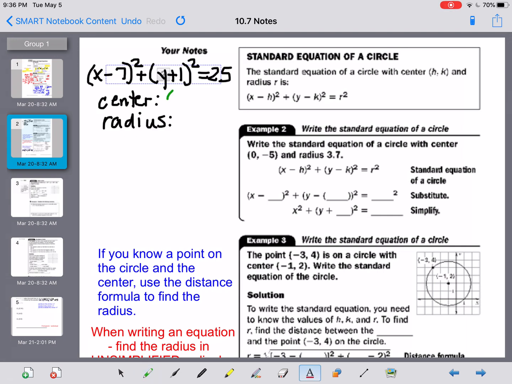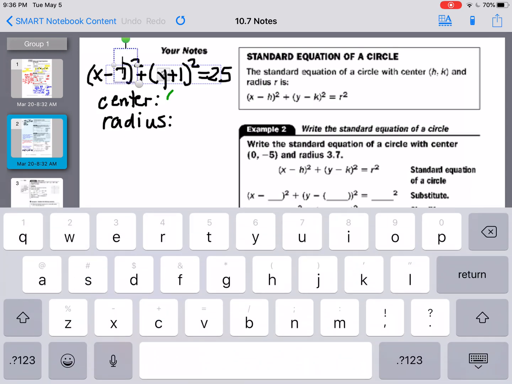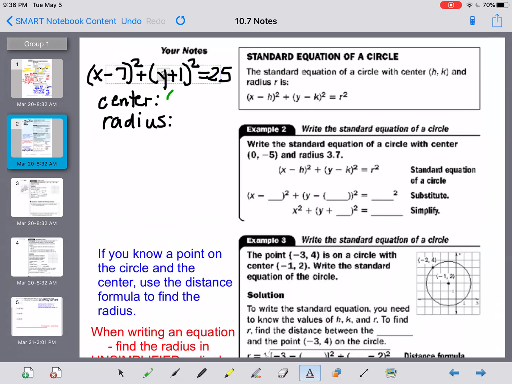Well, h comes from my x. Sorry about this. Don't know where I'm going here. H comes from my x, and k comes from my y. And they're always opposite the sign I see. I see minus 7, so I go opposite that. It's going to be positive 7. I see plus 1, I go opposite that. It's going to be minus 1. So my center is 7, negative 1.